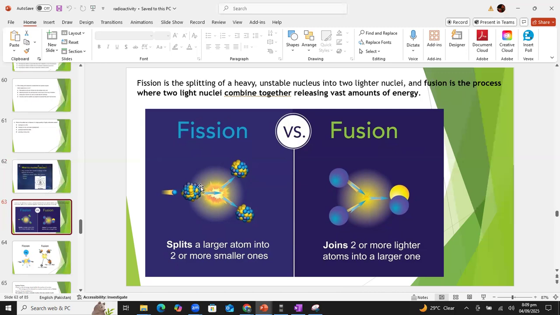And what about fusion? In fusion reactions, two lighter nuclei are fused together to form one heavy nucleus. So fusion reactions are endothermic as well, and exothermic as well.